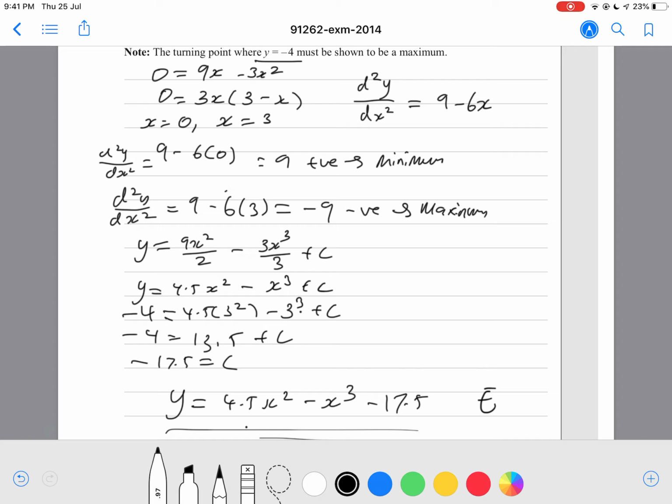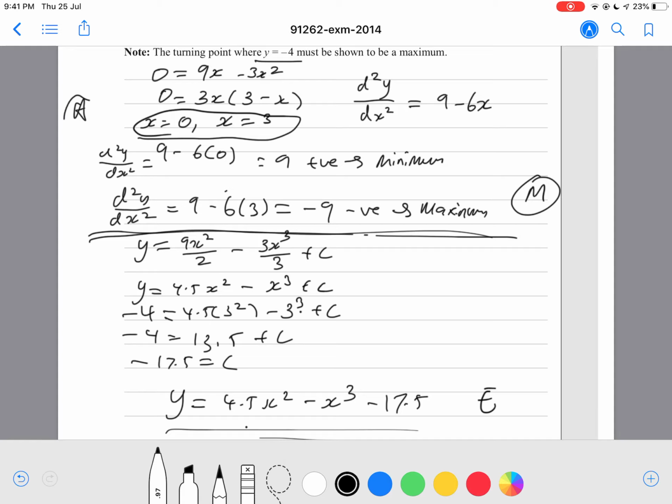To get your merit grade, you're looking at the maximum turning point at x equals 3 justified. So you find your x equals 3 and then you prove it with the second derivative test. That'll get you your merit. To get an achieved grade, you're looking at x values identified in the turning point. So x equals 0 and x equals 3 will get you an achieved.